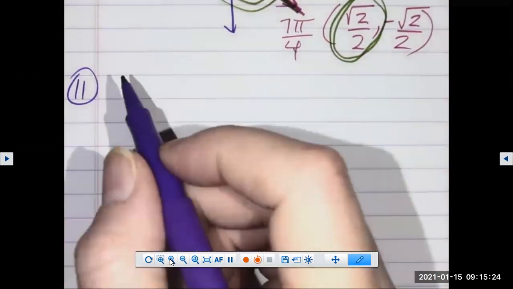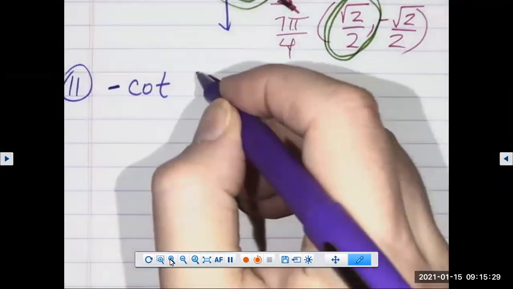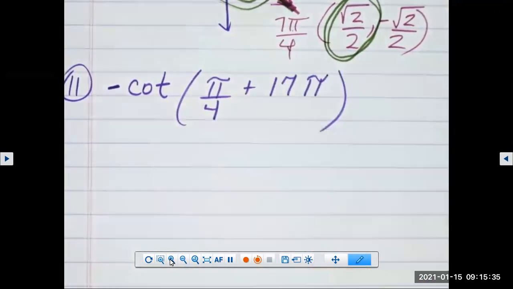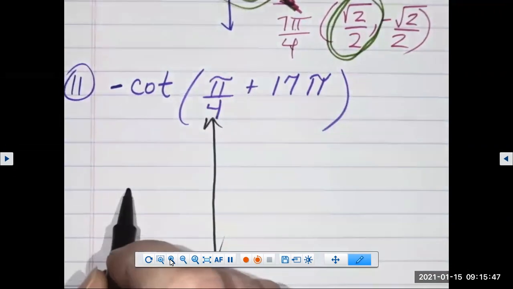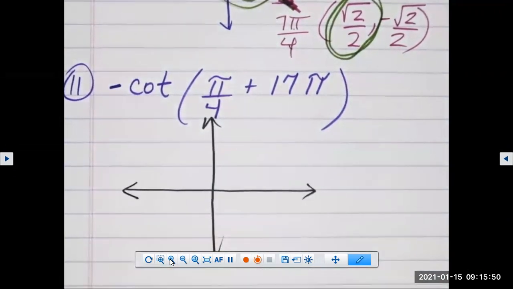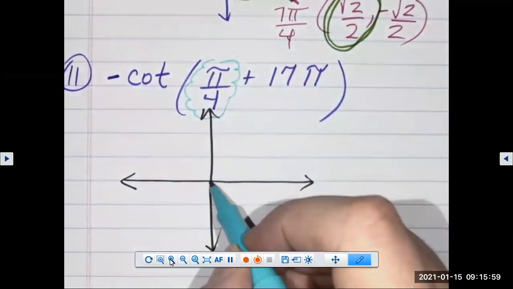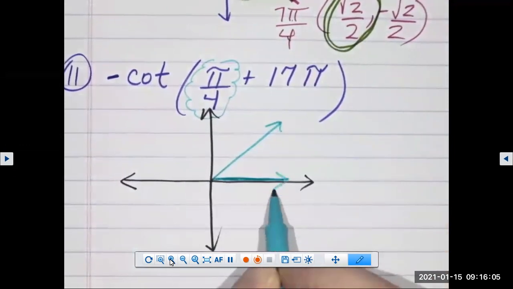Okay, number 11. You've got negative cotangent of pi/4 plus 17 pi. Start at your basic angle. So your basic angle is pi/4. So that will be positive in the first quadrant here.